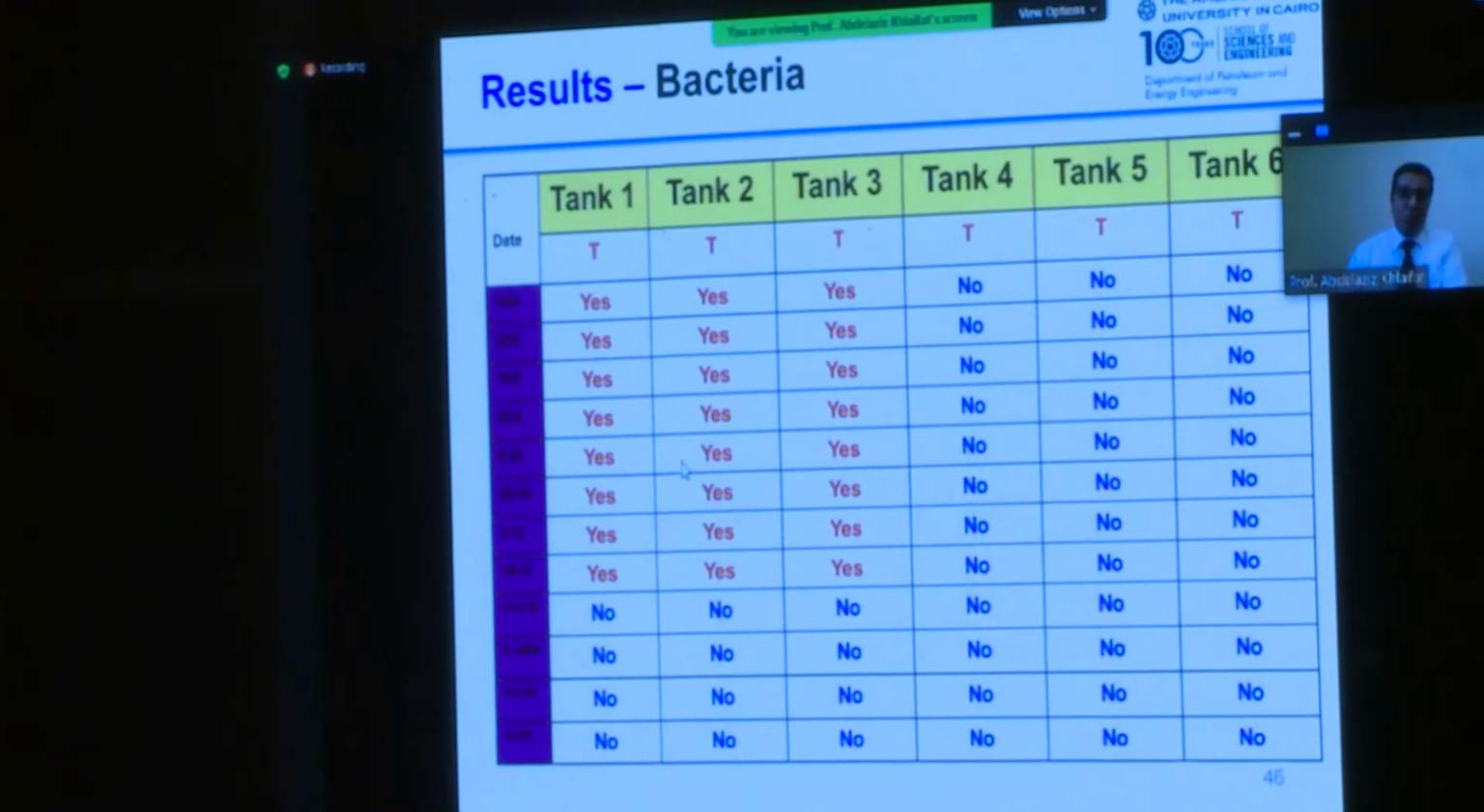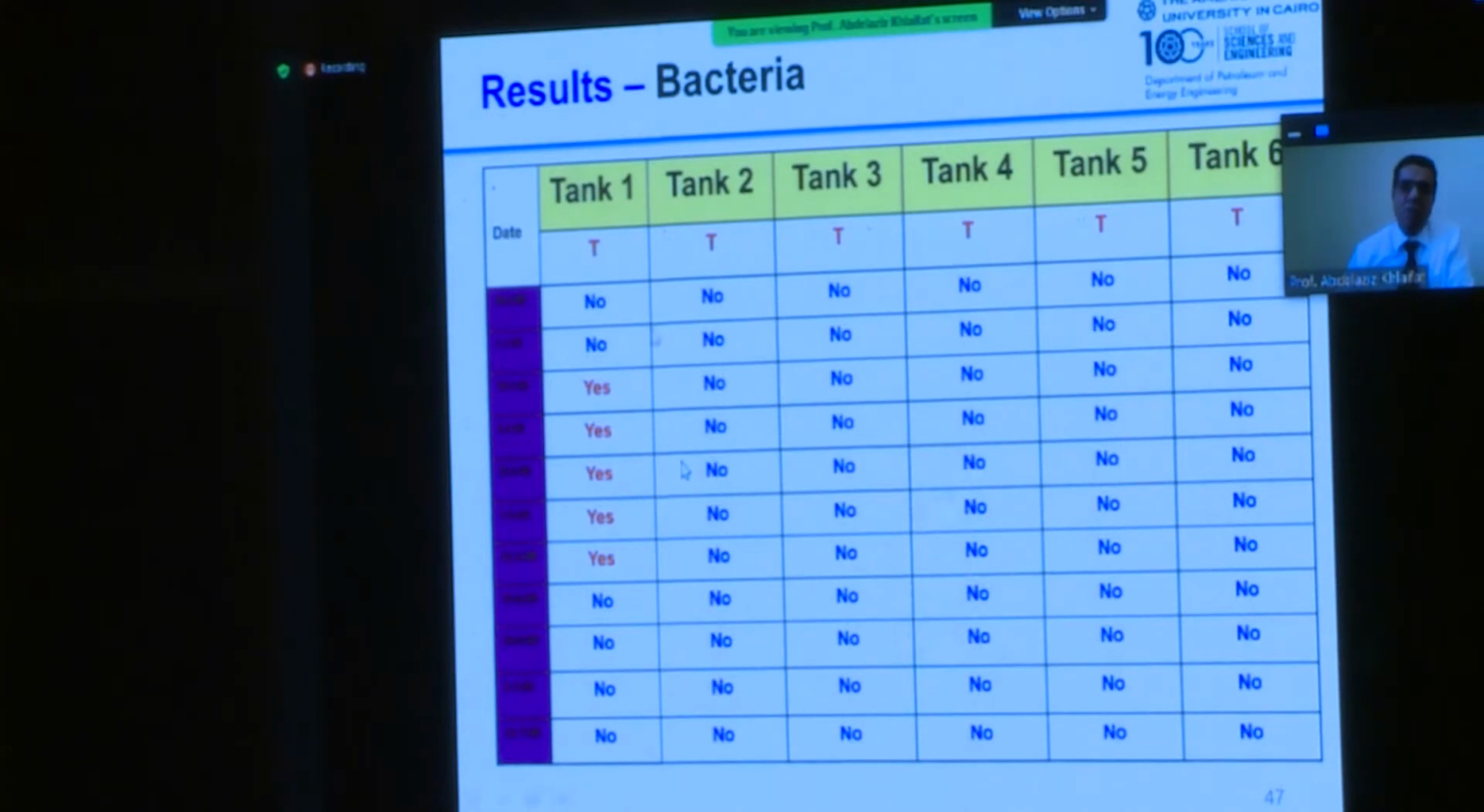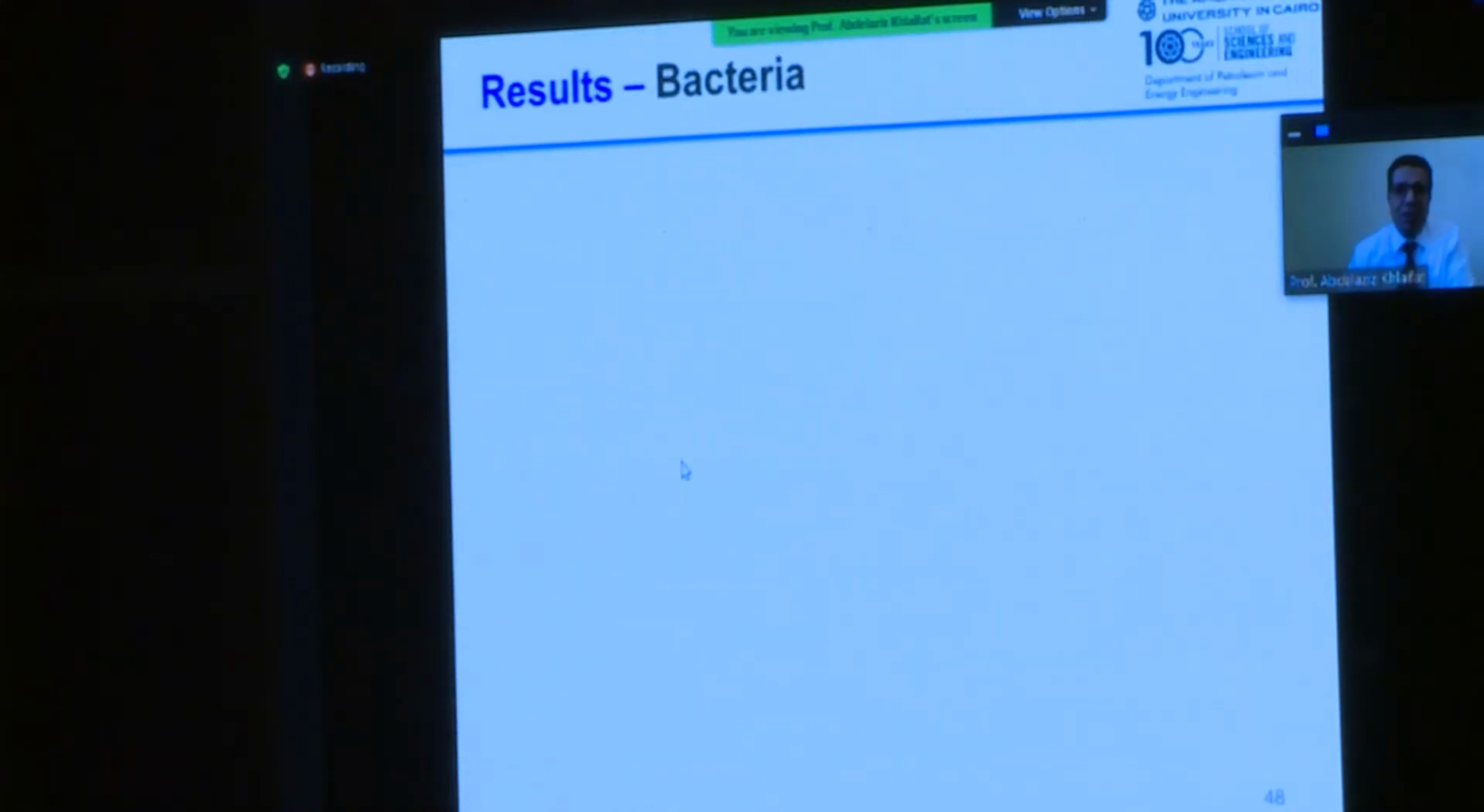The next one is bacterial growth. Bacterial growth was observed during the initial 5 or 6 months, and only in the tanks that have higher ratios of mixing: tank number 1, 40-60; number 2, 30-70; and number 3, 20-80. In the second half of the year, we observed some bacterial growth only in tank number 1, where no bacteria could be observed in other tanks.